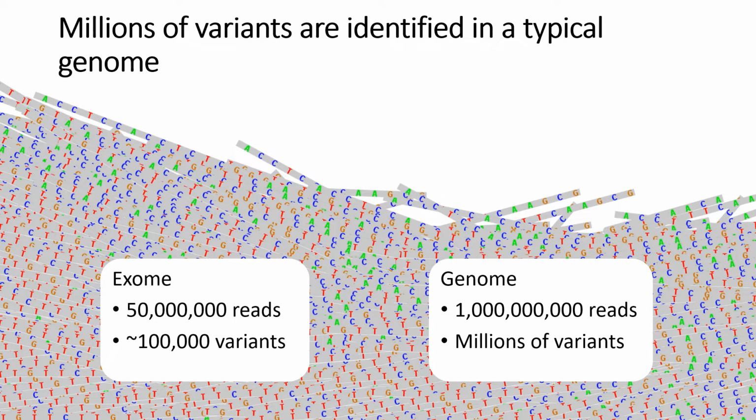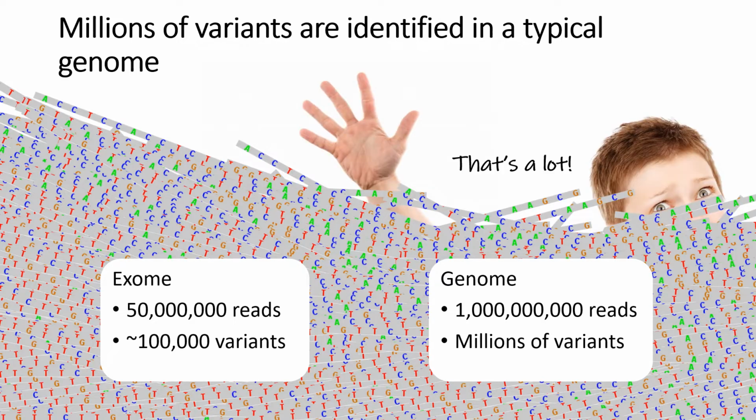What you get from these techniques, once you've gotten your sequence off the sequencer and aligned them to reference genomes, is about 50 million reads in an exome, which will contain about 100,000 positions where your patient sequence will differ from the reference genome it's aligned to. In a genome, you get 1 billion reads and millions of variants. So overall, this is a lot of data to deal with and can seem a bit overwhelming at first.